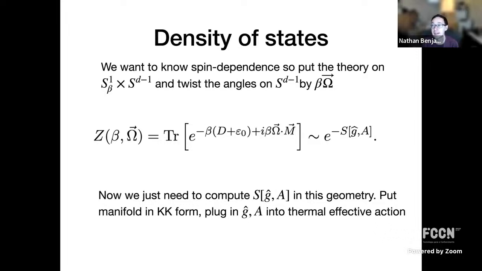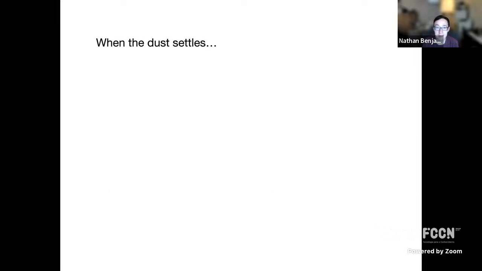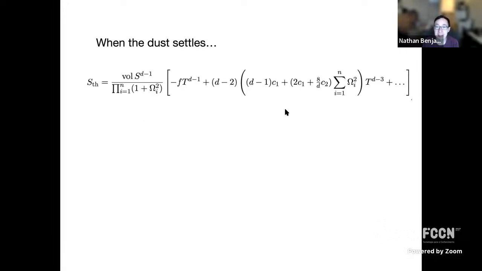So now we have a very, very simple algorithm to do. We simply compute this effective action in this geometry right here. This geometry where we put it on the cylinder and then we twist the cylinder slightly as we go around the thermal circle by beta. All we have to do is put the manifold in Kaluza-Klein form, plug in our metric, our dilaton and our gauge field into the thermal effective action, compute as many terms as we want, integrate over d^(d-1)x with root g, and then we have our effective action. So this is a very simple calculation that you can give to a graduate student. And when the dust settles, this is the answer you get.